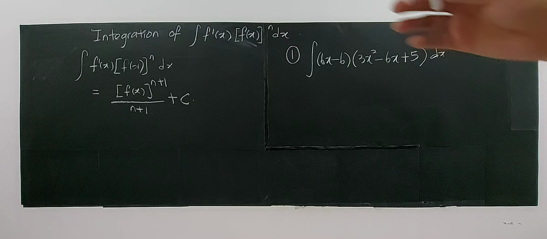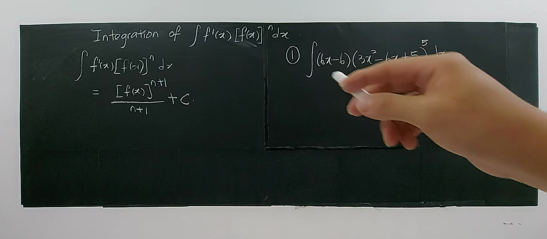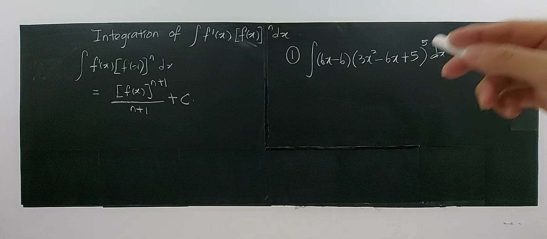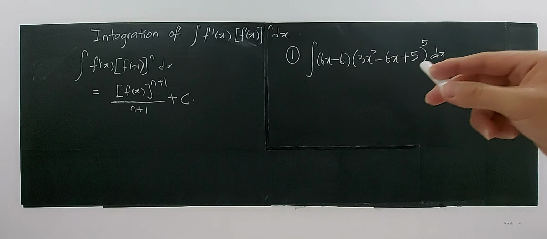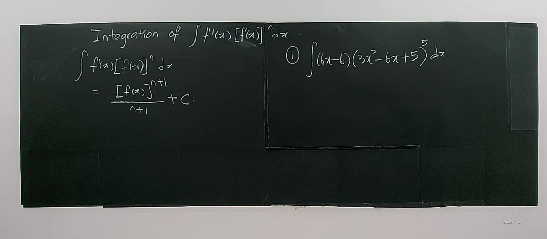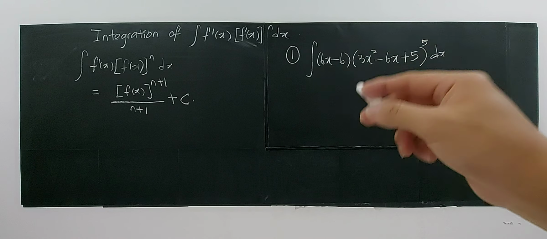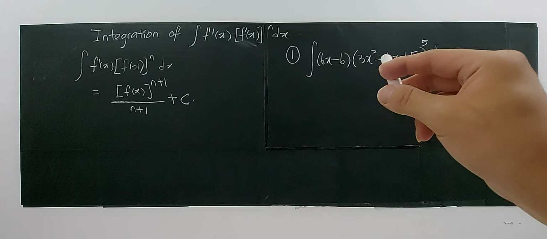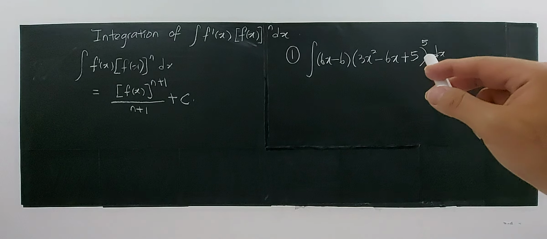Let's look at these examples. If you want to use basic rules for this integration, you will find it's too difficult, because you need to expand this trinomial with power of 5. This is so much harder to expand. As you can see, there is a pattern: this is a function with a power of 5.